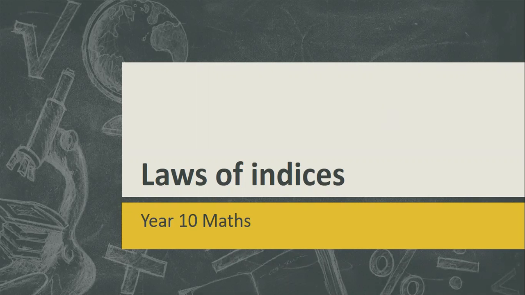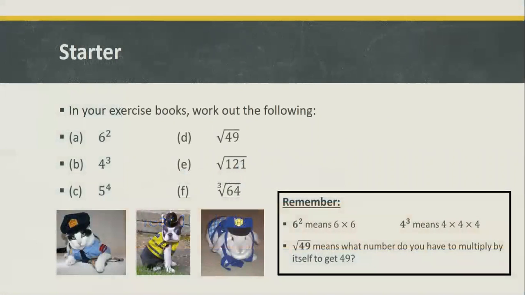So today we're going to start with laws of indices. I need you to do this by yourself. Write in your exercise books, work out the following: 6 squared, or 6 raised to the power of 2, 4 cubed, or 4 raised to the power of 3, and 5 raised to the power of 4. We have root 49, root 121, and the cube root of 64.